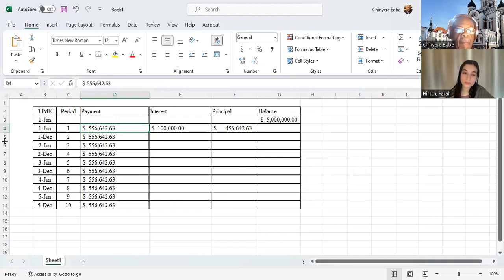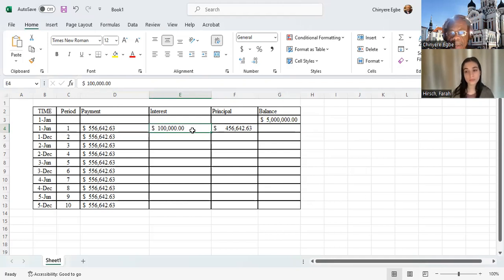The hard part of it is calculating this payment. I already did the calculation of the payment for you, but in an exam, I could ask you to calculate the payment first, because it's not difficult. What you're going to use is the present value of an annuity formula to calculate the periodic payment. Once you calculate it, it's the same amount each period.